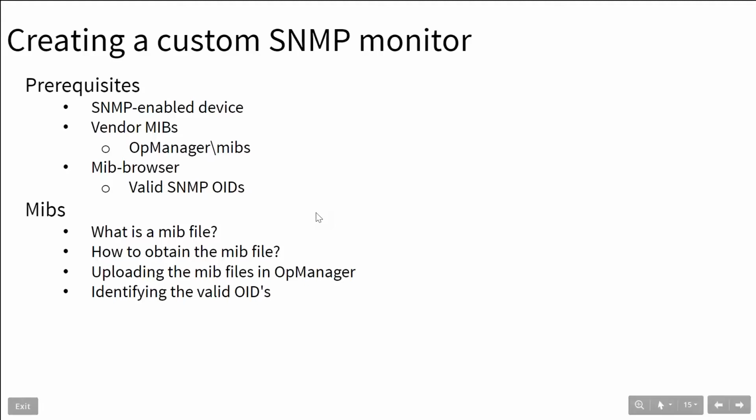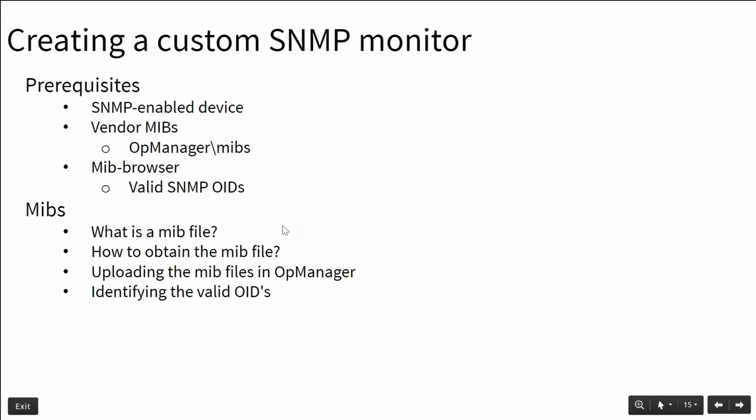So now that we know the prerequisites, let's understand what is a MIB file. A MIB file has a collection of OIDs, and it will be in the MIB file format or text file format, but it will not be human readable. It will have all the parameters in it, but you need a tool like a MIB browser to parse those parameters and see what is the performance metric and what is the OID.